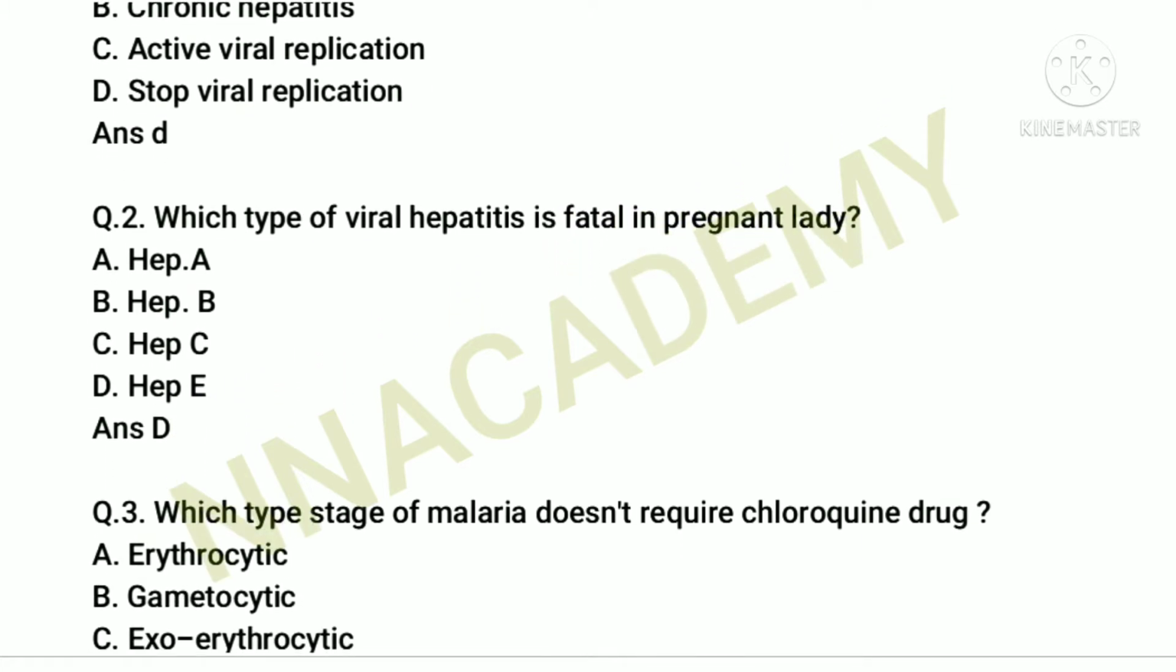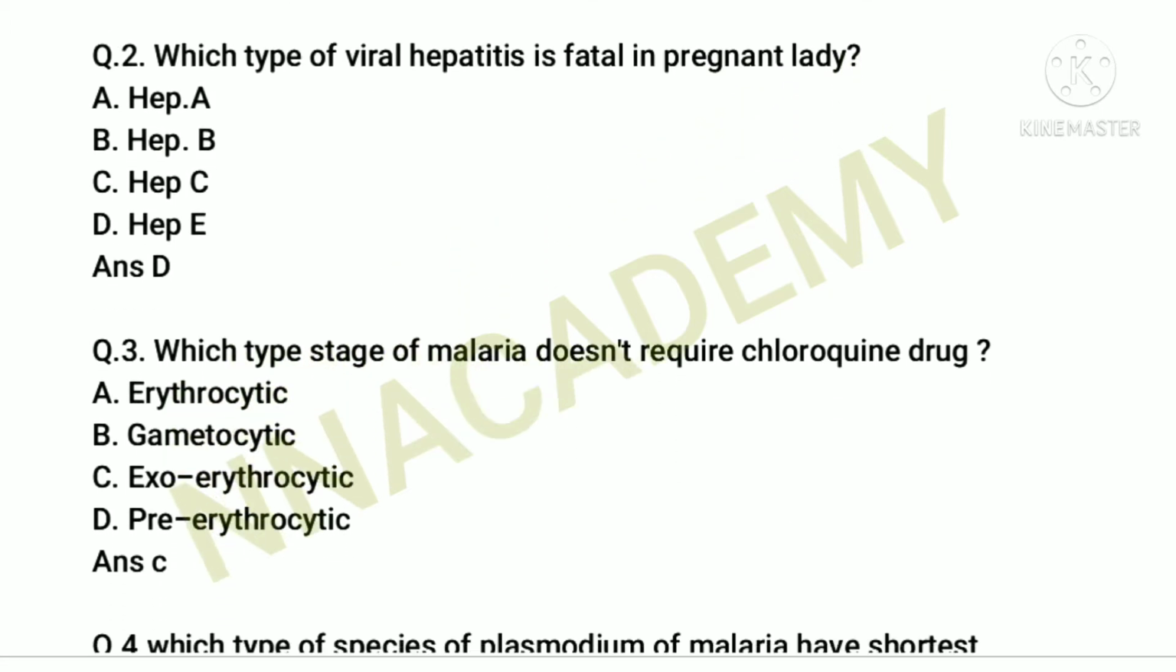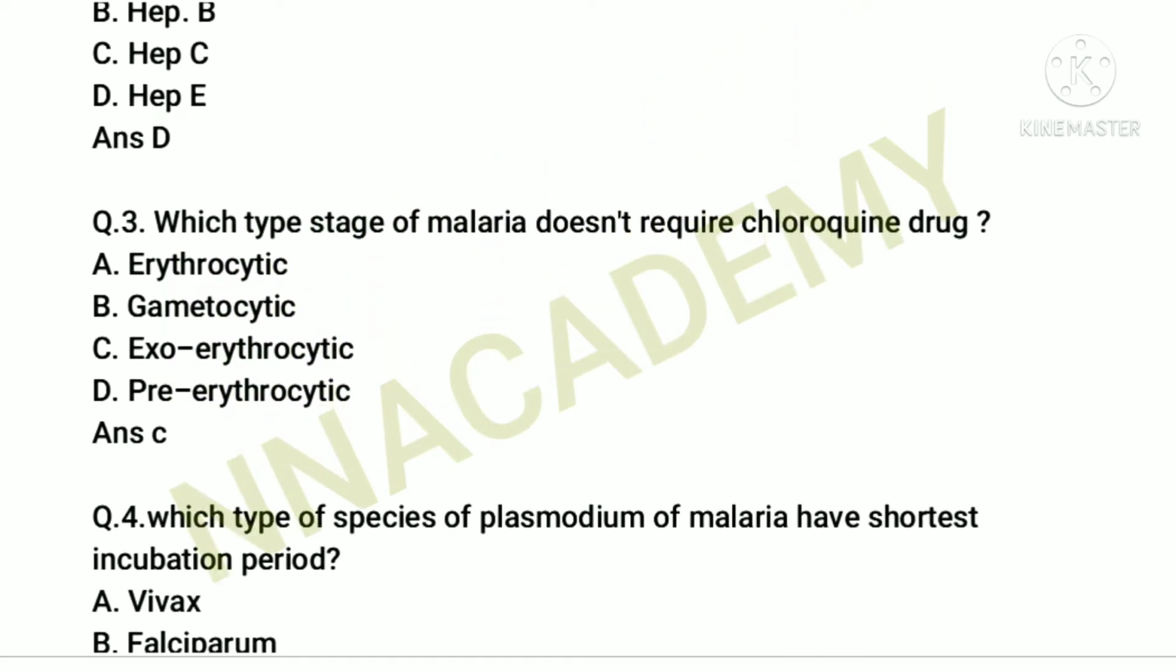And the next question here is, which type of viral hepatitis is fatal in the pregnant lady? Options here given are option A hepatitis A, option B hepatitis B, option C hepatitis C, and option D hepatitis E. So here the answer is option D hepatitis E. So hepatitis E is the viral hepatitis which is very much fatal in the pregnant lady.